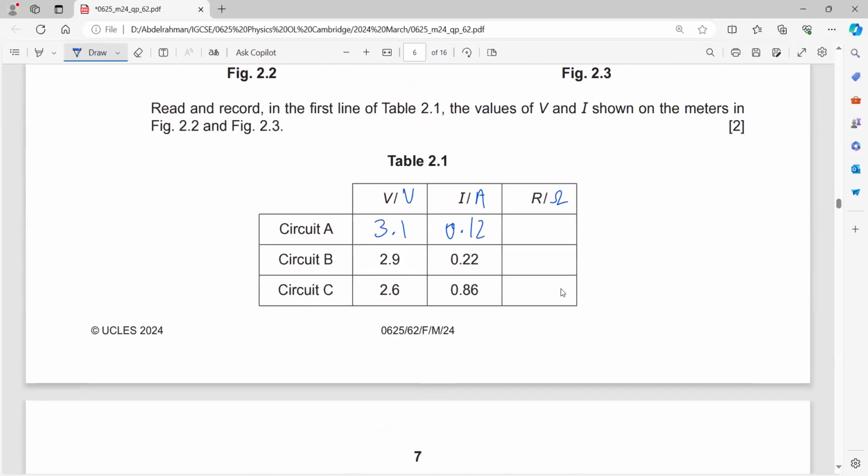How can I calculate the resistance? R equals V over I for each of them. I can just write them down quite quickly. 3.1 over 0.12, 2.9 over 0.22, and 2.6 over 0.86. Let me calculate them quite quickly right now. The first one would be 25.8 ohms. The second one would be 13.2 ohms, and the last one would be 3.02 ohms. Okay, good.